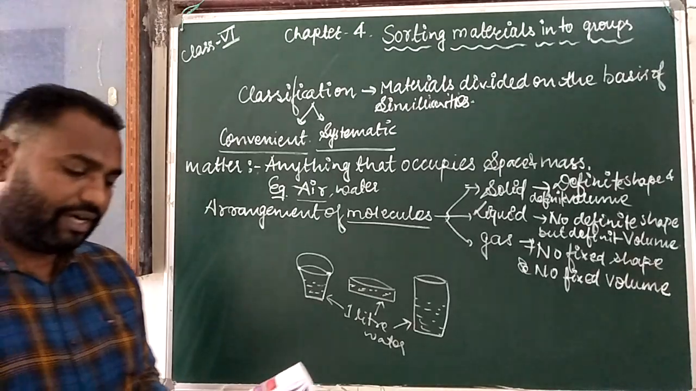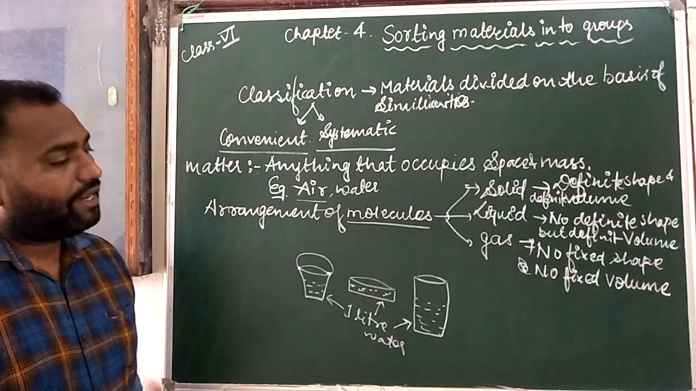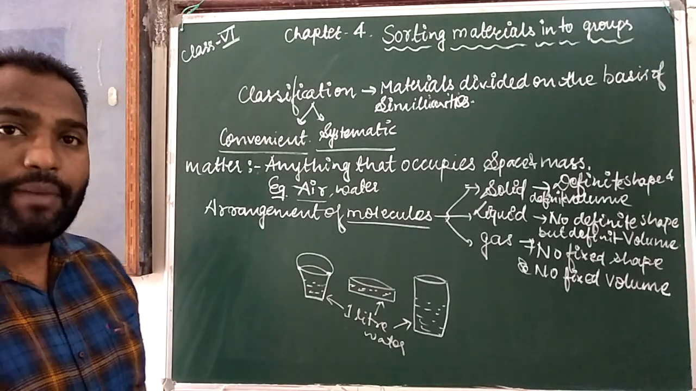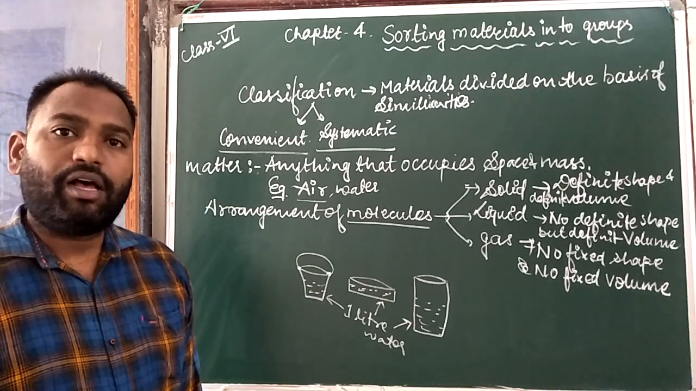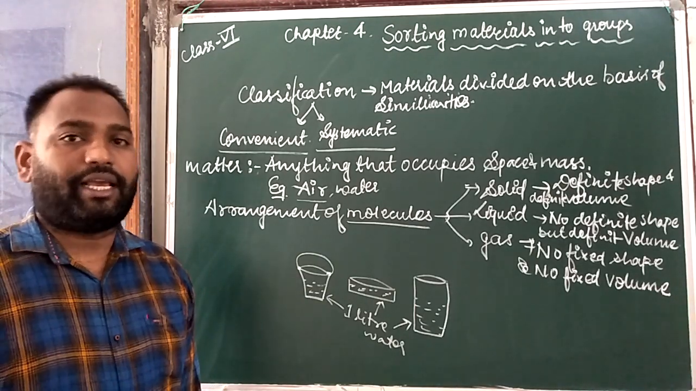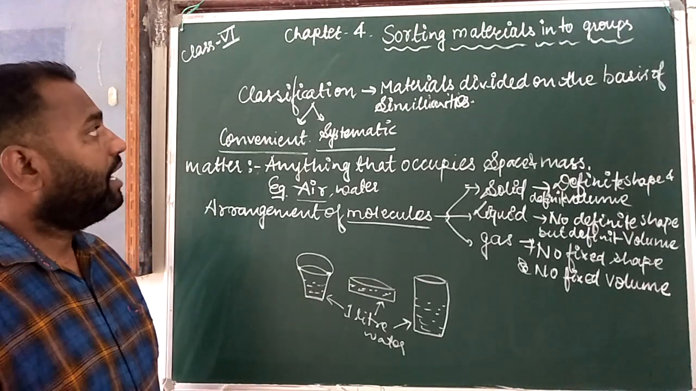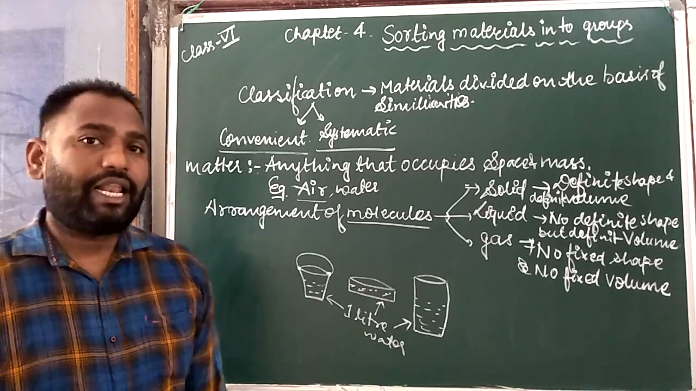Okay, so I hope you understand how these materials are categorized into solid, liquid and gases, because solid, liquid and gases are all matter, and from matter we can make materials. Materials are of different types, maybe natural and maybe artificial. And you know that we have to classify materials.